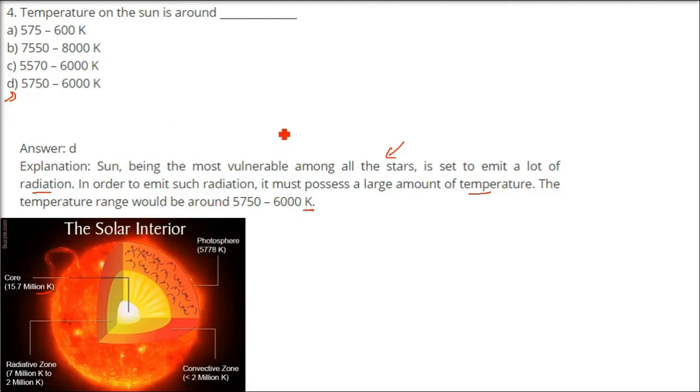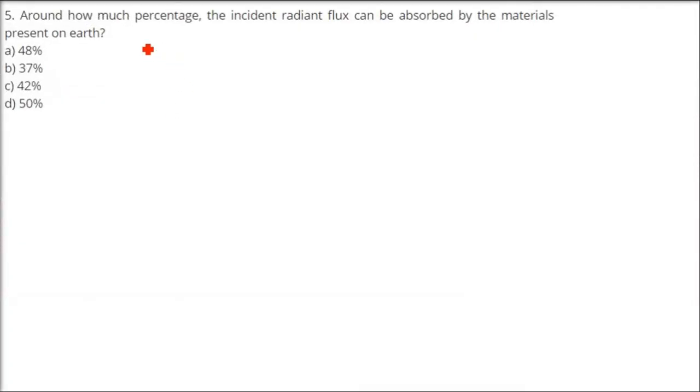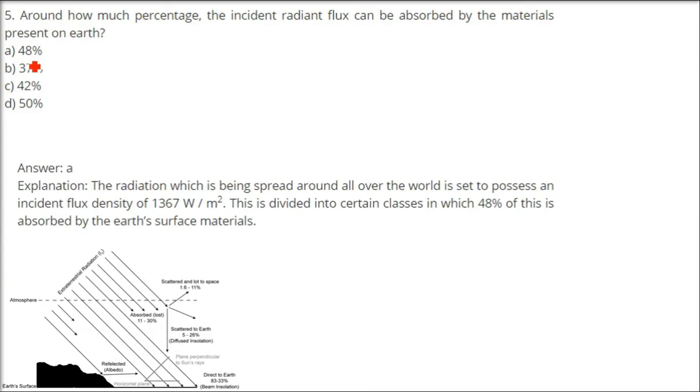And the final layer, which we call the photosphere. That is the temperature we're talking about. Around how much percentage of the incident radiant flux can be absorbed by the materials present on Earth? Whenever some light or energy comes, some bodies absorb and then emit. So that absorption is being asked here.